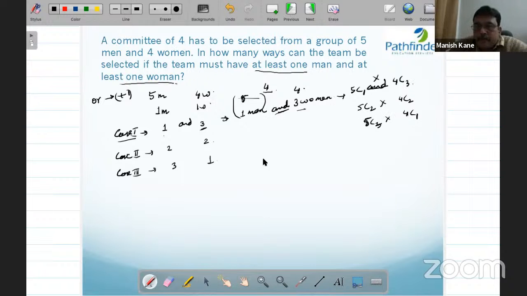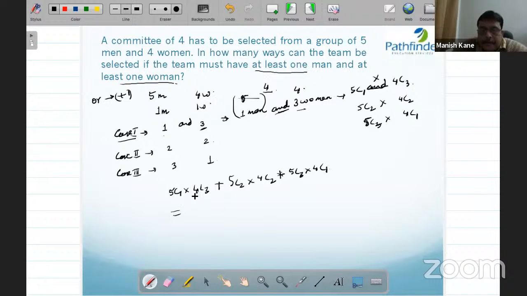Okay. So what do you do now? Just add up 5C1 into 4C3 plus 5C2 into 4C2 plus 5C3 into 4C1. And see, what do you get as the answer? 5C1 is 5. I'm just calculating fast. This is 10. This must be 6. 10 and 4. You get 20 plus 60 plus 40. 120 as your answer.